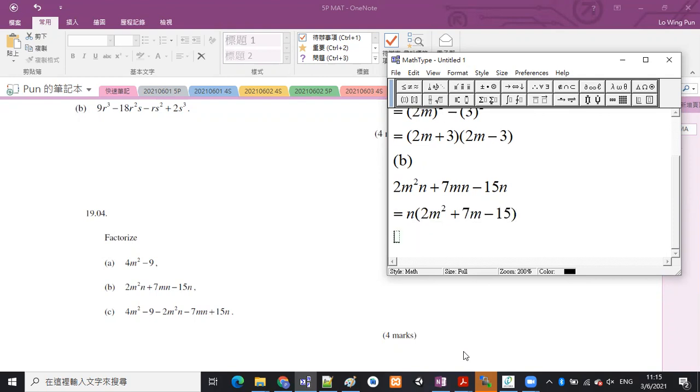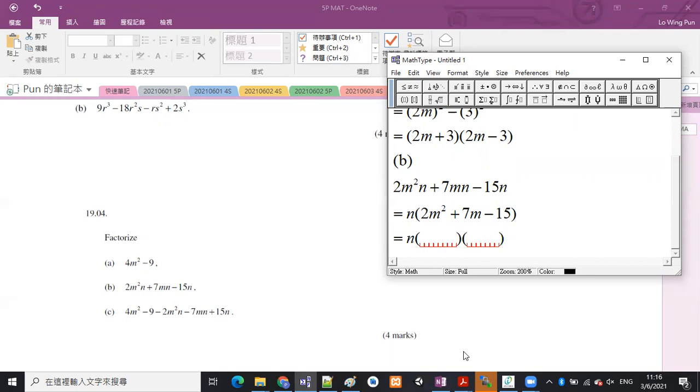Okay, and then what can we do for the terms inside the bracket here? This would be formula 1. Okay. Where A is 2, B is 7, and C is negative 15. Can you do it? What are they? So I think we should get negative 5 and 3 over 2. Yes. Is it negative 5 and 3 over 2?